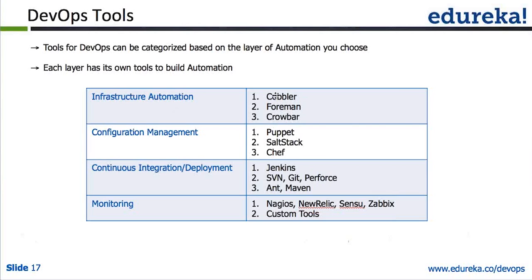Some of the DevOps tools on this particular slide: infrastructure automation, you have Cobbler, Foreman, Crowbar, and all that. You have config management, we talked about Puppet, Salt, and Chef. CI and CD, we talked about Jenkins primarily. Monitoring, we have, again, a lot of tools, but Nagios has been around for many years and very popular.